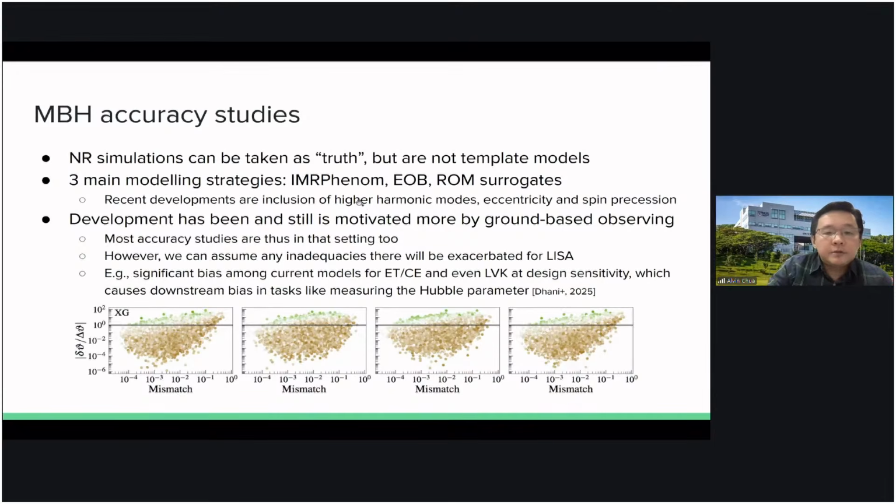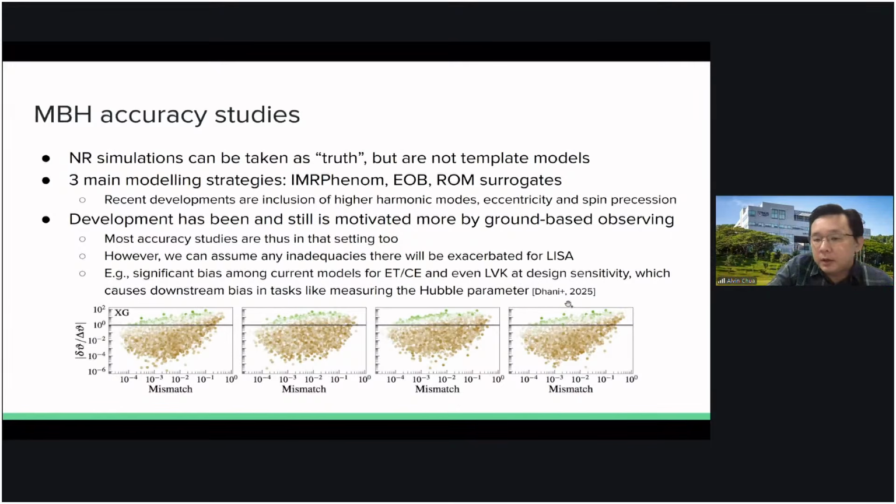Historically, the development of these models has been motivated more by ground-based observing, and currently it still is, really. That means that most accuracy studies that have been performed are also in that setting. But because LISA is going to be much harder, or rather, the constraints are going to be much more stringent, we can assume that any inadequacies that show up in those studies will naturally be there, and probably even worse for LISA.